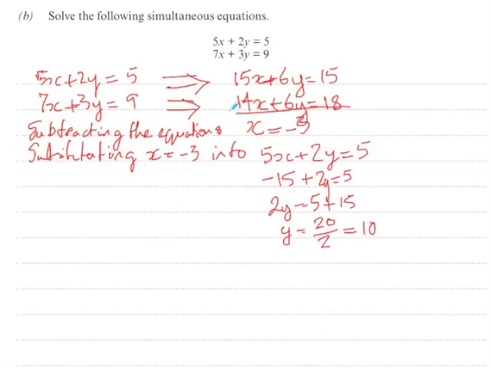So if we try and substitute minus 3 into there, that gives us minus 21 plus 3 times 10 is 30. So 30 minus 21 is equal to 9. So we can be confident we've got our calculation right. So x equals minus 3 and y equals 10.